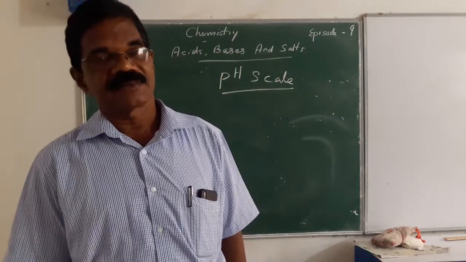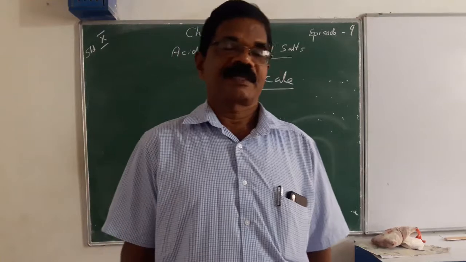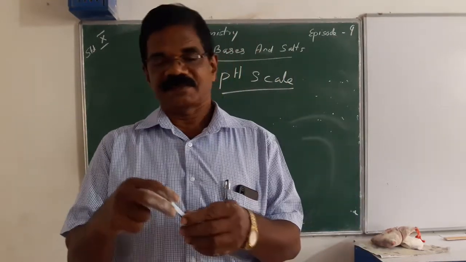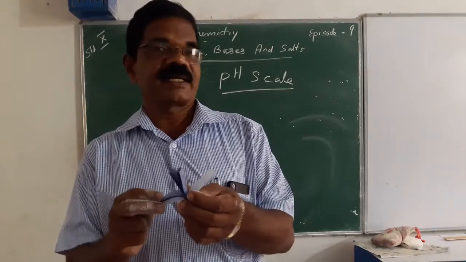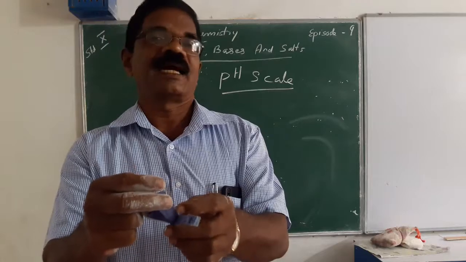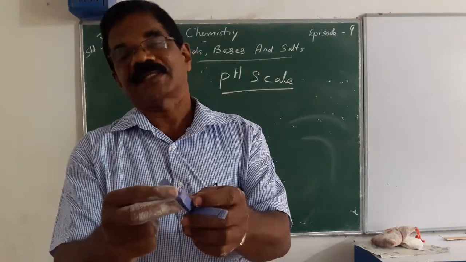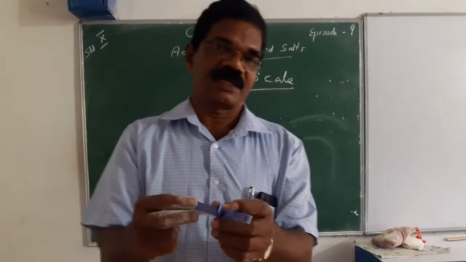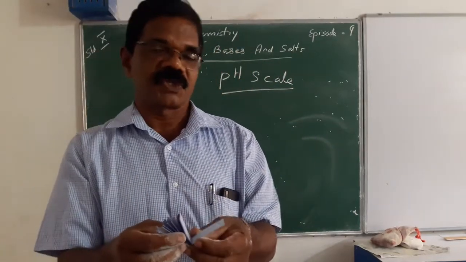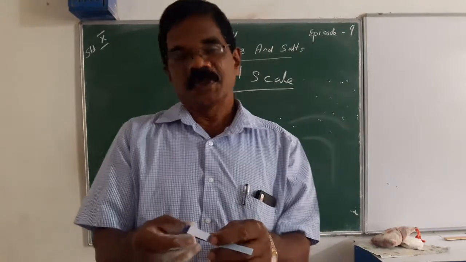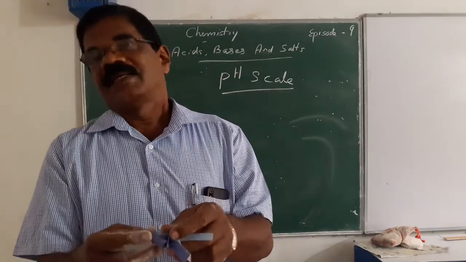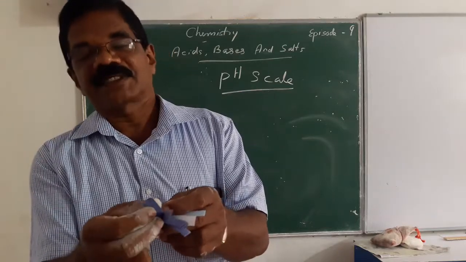Are you seeing the paper strips? In the first class I showed you litmus paper; that is also a paper strip. The universal indicator can also be purchased from lab equipment suppliers in paper strip form. It is commonly used in school labs. It is also obtained in the form of a solution, but in schools and laboratories we always use the paper strip form.